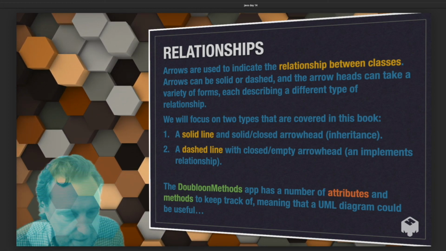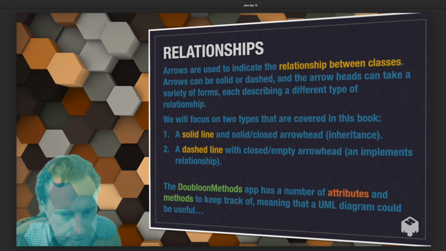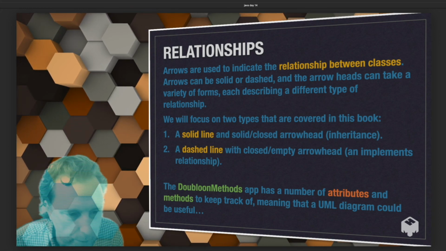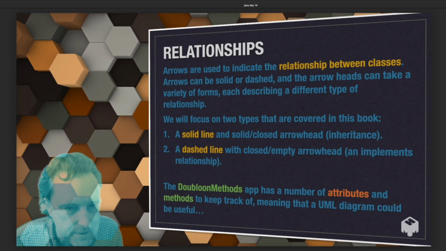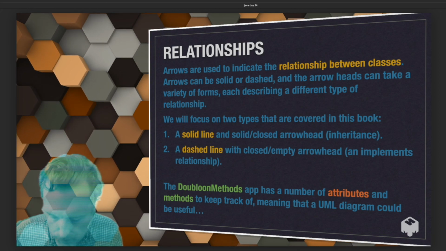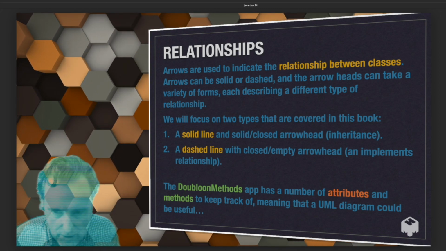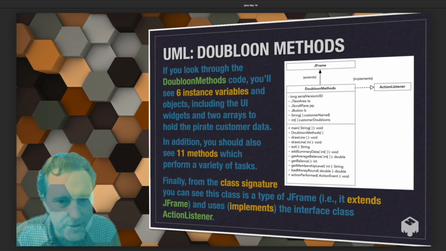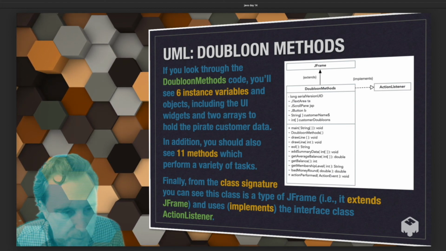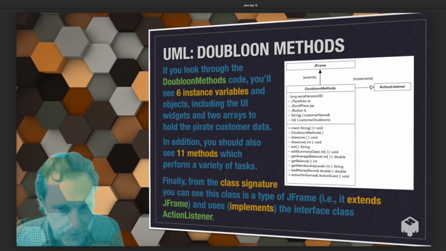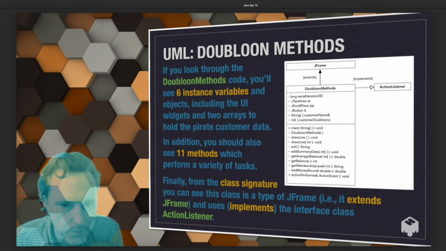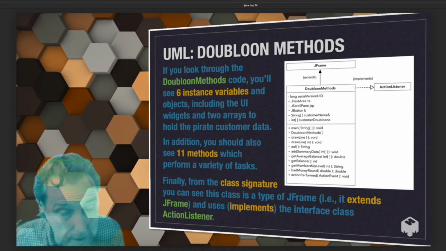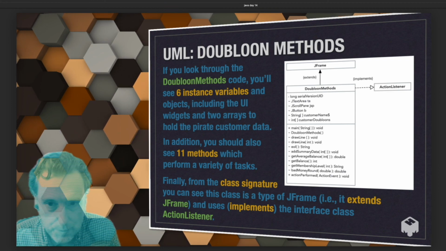Dashed line means implements, like with listeners, and then regular arrows will point to superclass, subclass kind of relationships, or relationships where one class uses another class. So as just a simple example, I went through DoubloonMethods and looked at what it would look like in a UML diagram, and this is one way that you would do it.